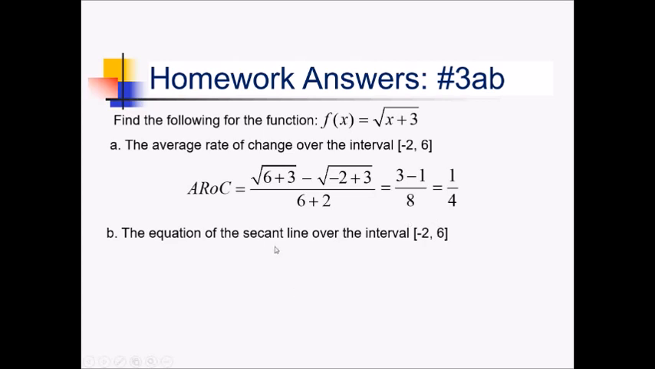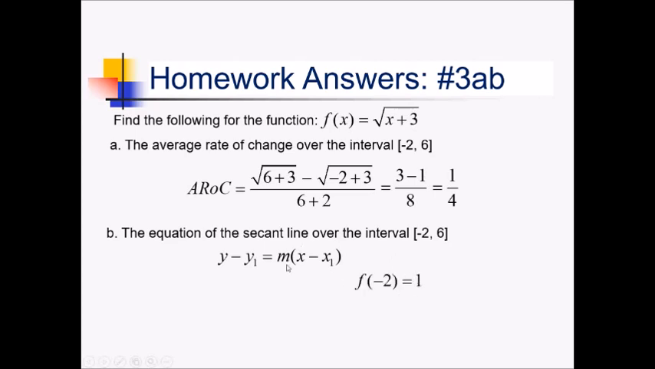Now for the equation of a secant line, we have to use the point slope formula. So y minus y1 equals m times x minus x1. So for y1, we basically need to figure out the y value that goes with one of these x values. And it doesn't really matter which one you use. I'm going to figure out the y value that goes with x equals negative 2. So if I do f of negative 2, that's just the square root of negative 2 plus 3, which we already did up here. It was 1. So f of negative 2 is 1.